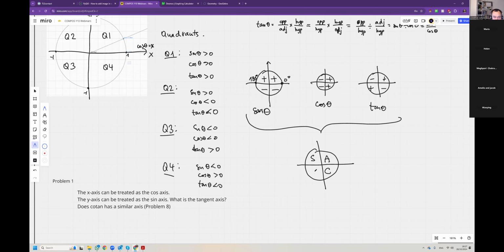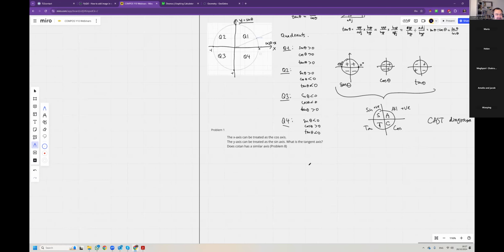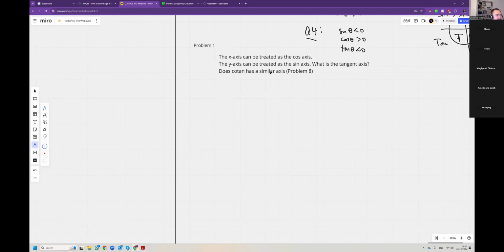Cast. So A is all, S is sine, T is tan, and C is cos. All positive here; sine positive, only sine is positive because cosine and tan are negative in this quadrant. T means tan is positive, everything else is negative, and here cos is positive and everything else is negative. So that's the cast diagram, if you like mnemonics, or if that's even a mnemonic, I'm not sure.